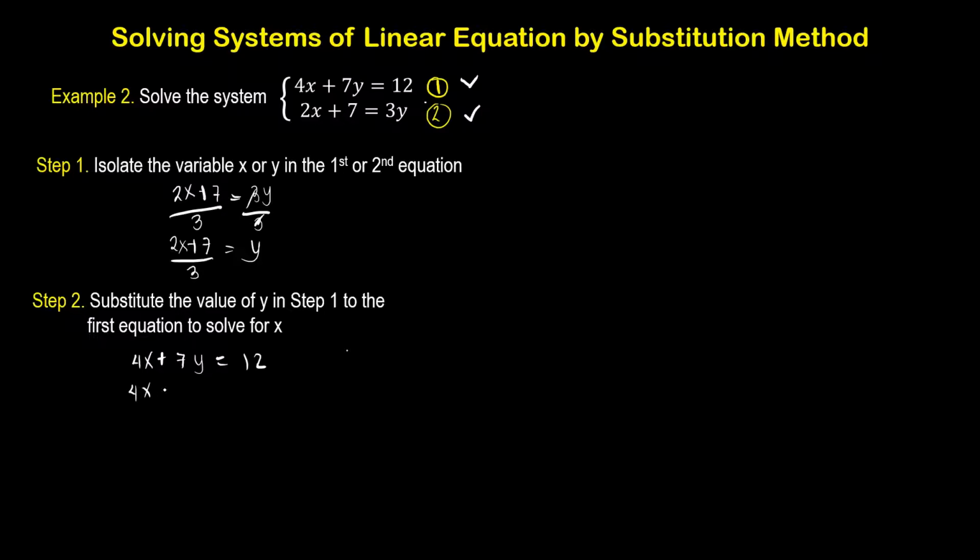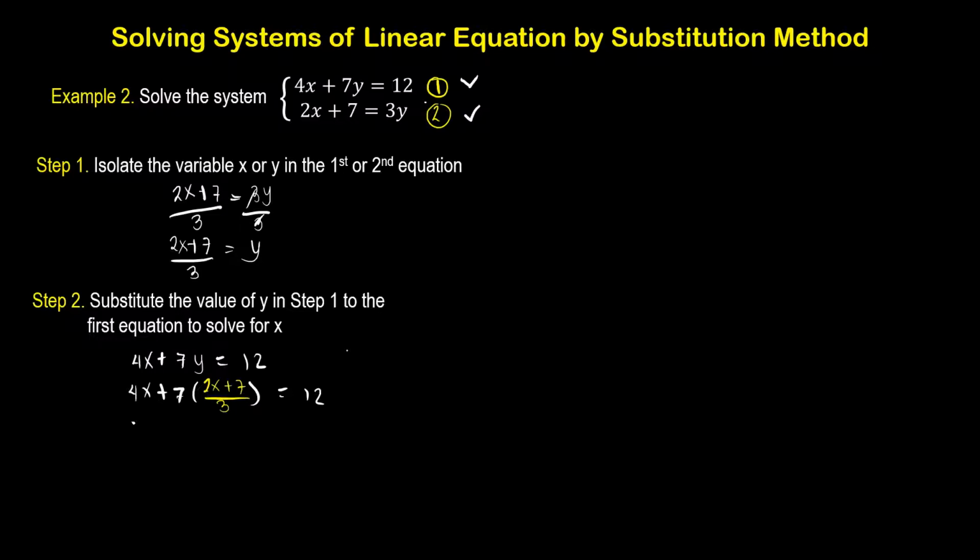So that means we have 4x plus 7 times this value is equal to 12. So let's use other color for this one. Okay? So let's plug in the value of y na nakuha natin sa step 1. So we have 2x plus 7 over 3. Okay? So, ang next natin gagawin dito is to simplify, of course. So, we need to simplify this one.